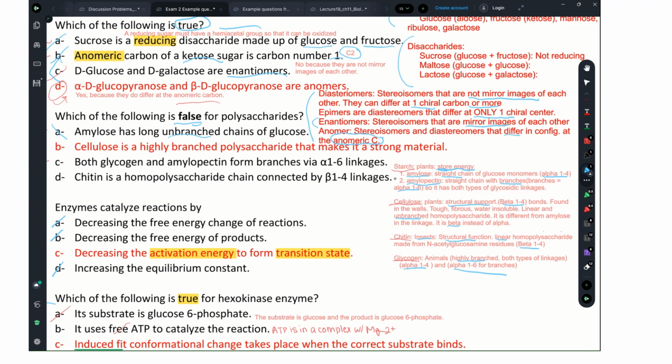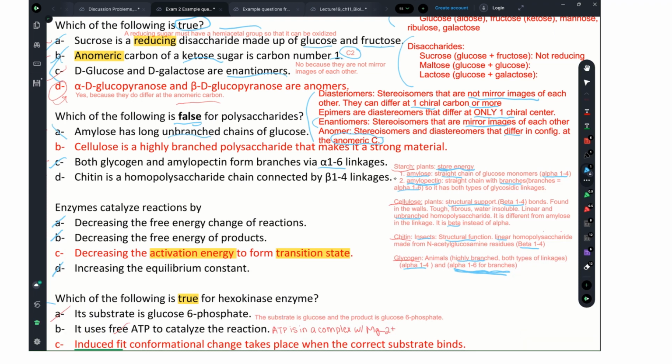So then C. Both glycogen and amylopectin form branches via the alpha 1,6 linkages. So let's see. Glycogen, that's down here, and it says the branches are alpha 1,6. So for this one, the branches are alpha 1,6 for glycogen. And what about amylopectin? Amylopectin is up here, and it says that the branches are alpha 1,6. That's true. So both glycogen and amylopectin form branches at alpha 1,6 linkages. That is true. So that's the wrong answer because they're looking for false.